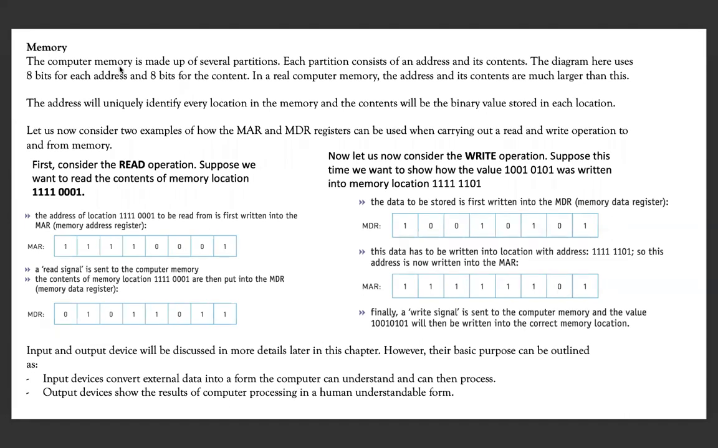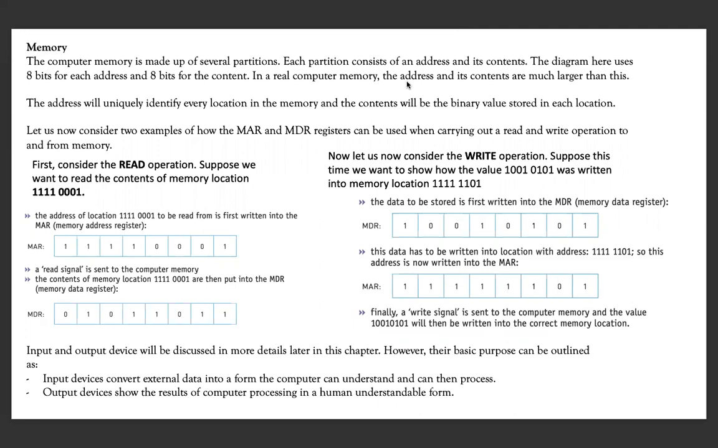The computer memory is made up of several partitions. Each partition consists of an address and its contents. The diagram here uses 8 bits for the address and 8 bits for the content. In real computer memory, the address and its contents are much larger than this. In fact, what we know now is that the address can be of up to 64 bits, and the contents of each address can also be larger than this.